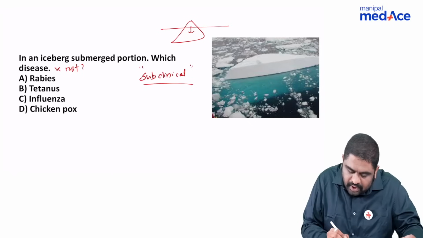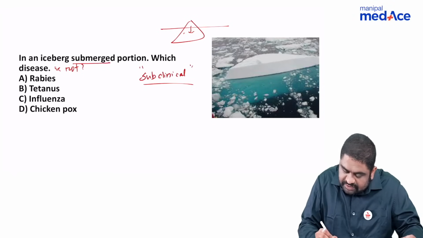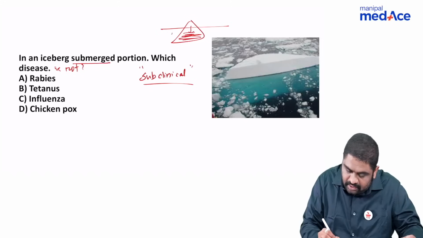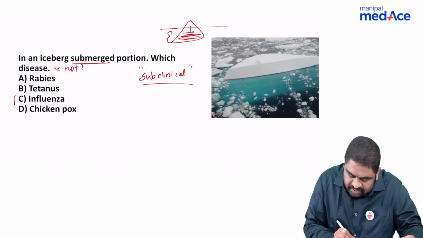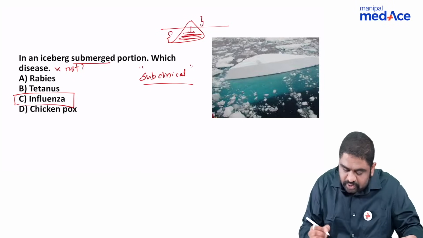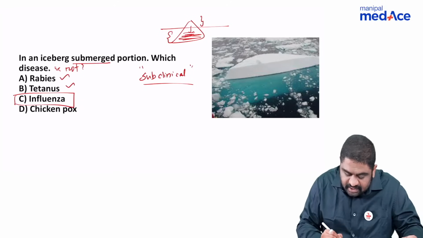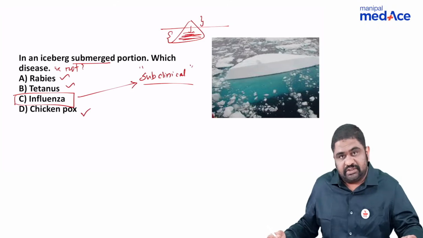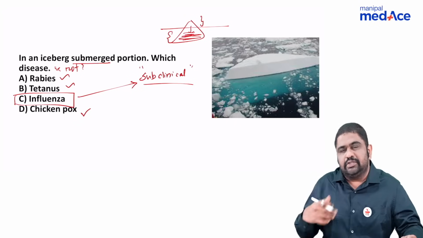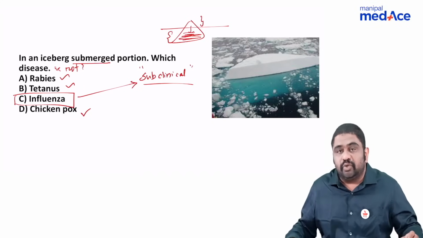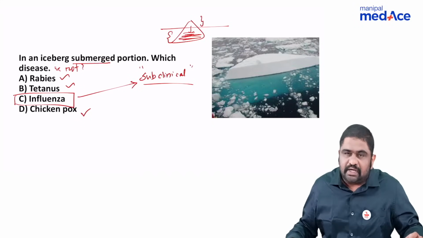So if you look at the submerged portion, the ones which cannot be seen in the community by a clinician, then that can be only one organism, which is influenza. If they're asking you for those which are not submerged and those that are visible, it can be rabies, tetanus, and chickenpox. So subclinical infection can be a property of influenza virus. Why do I say this? Because many times influenza may be subclinical, where the patient himself does not know that he has infection or he has very mild clinical features.